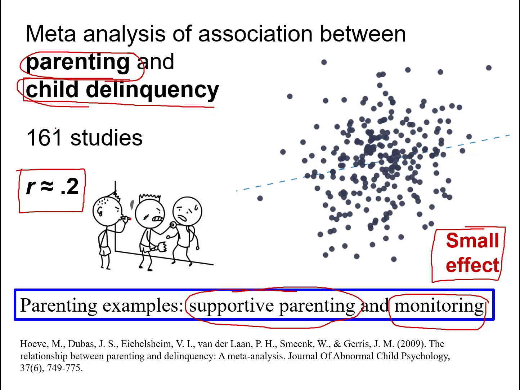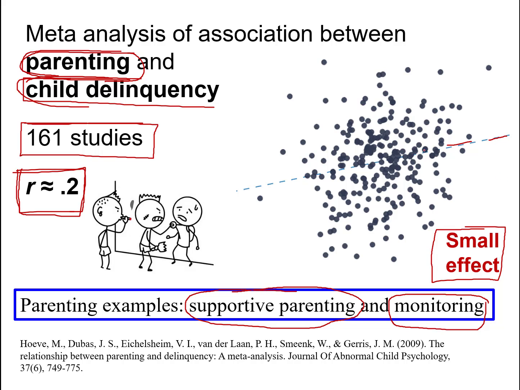and a meta-analysis looking at 161 studies. So again, we have lots of studies here investigating the correlation between different types of positive parenting and child delinquency, and our correlation is 0.2. Now, it might surprise some people that that correlation is relatively small. Some people might have guessed that parenting would produce a bigger correlation in predicting child outcomes. This is a small effect.